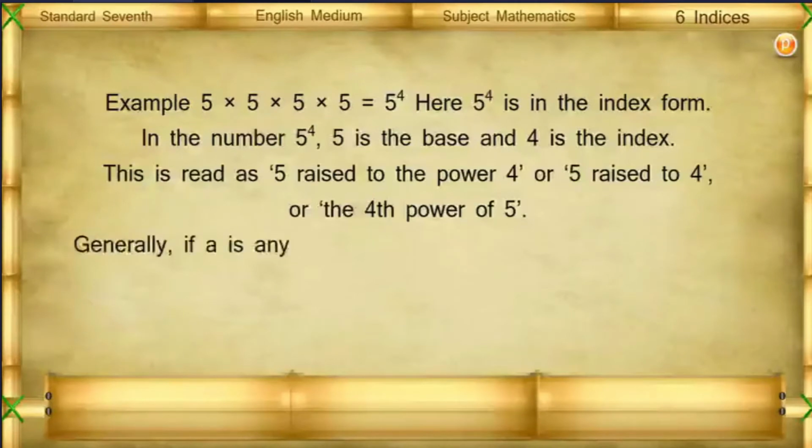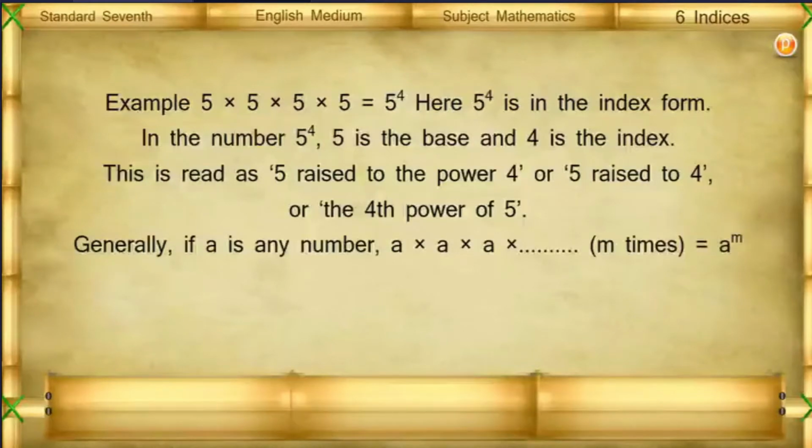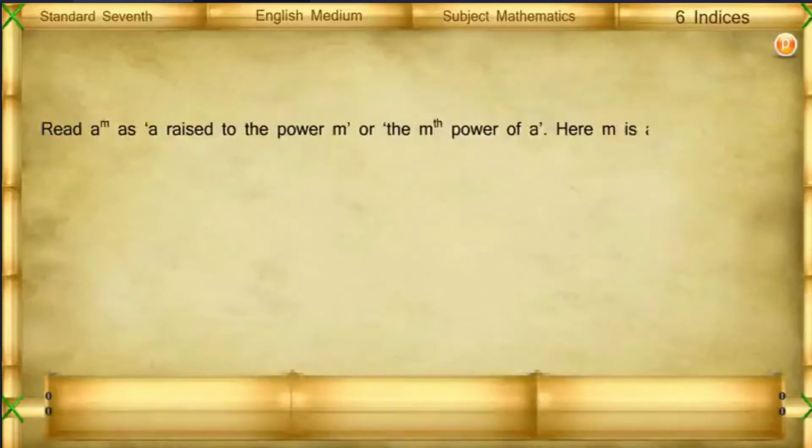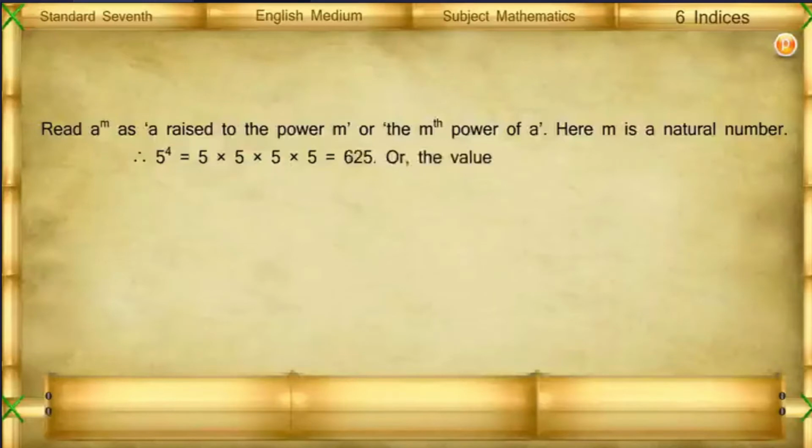Generally, if a is any number, a into a m times is equal to a raised to m. Read a raised to m as a raised to the power of m or the mth power of a. Here m is a natural number. Therefore, 5 raised to 4 is equal to 5 into 5 into 5 into 5 is equal to 625, or the value of the number 5 raised to 4 is equal to 625.